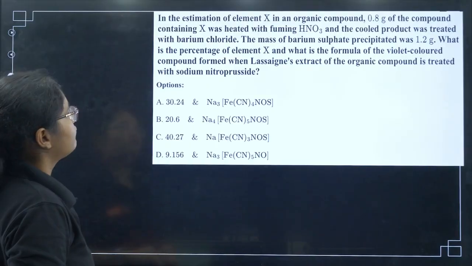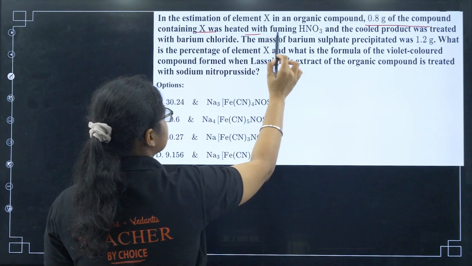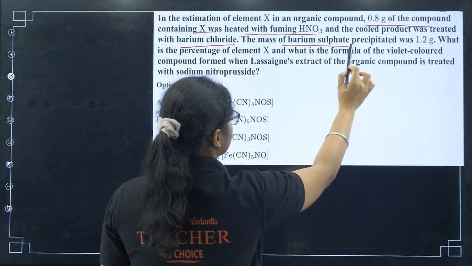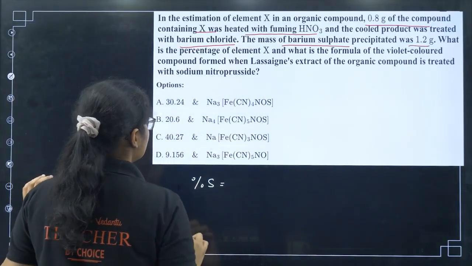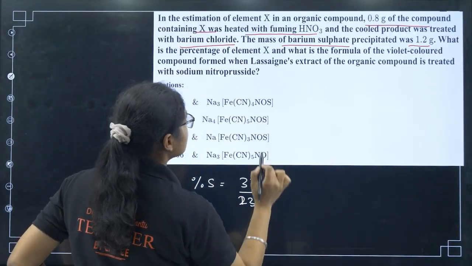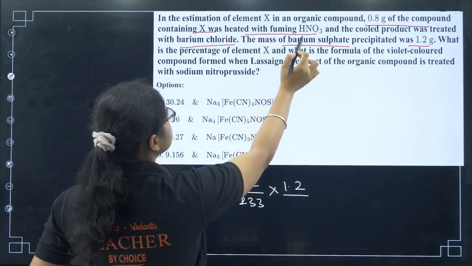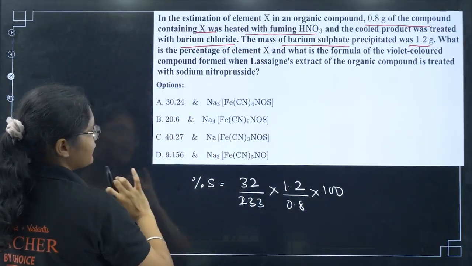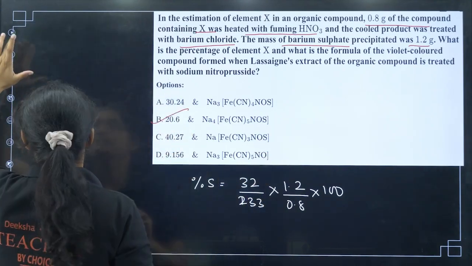Next, in the estimation of element X in an organic compound, 0.8 gram of the compound containing X was heated with fuming HNO3 and the cooled product was treated with barium chloride. The mass of barium sulfate is 1.2 gram. So from this we can calculate the percentage of sulfur. You know that the formula is 32/233 into the mass of barium sulfate produced, 1.2, divided by the mass of the organic compound, 0.8, into 100. If I solve this, I'll get 20.6. And what is the Lassaigne extract produced? That is Fe(CN)5NOS. So option number B here.